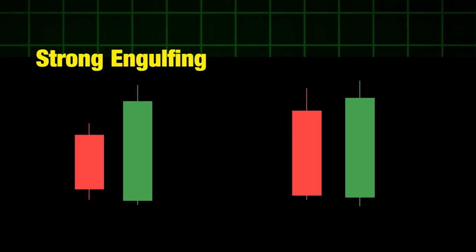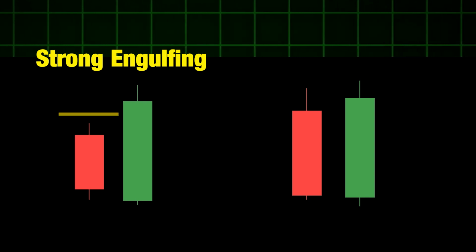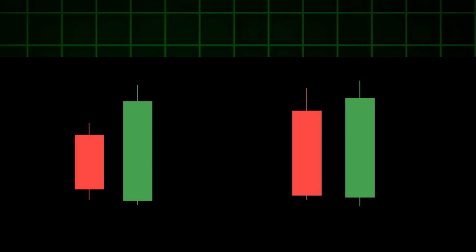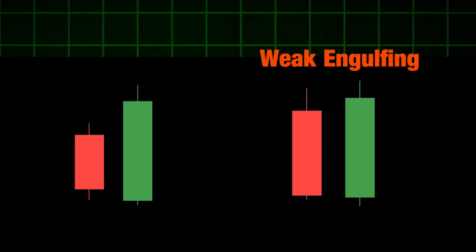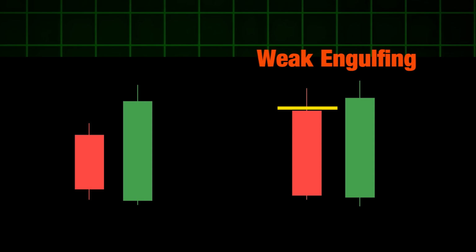This pattern is further divided into two types. Strong engulfing. When the engulfing candle also covers the highest point of the previous candle. Weak engulfing. When the engulfing candle covers only the body of the previous candle but not its wick.